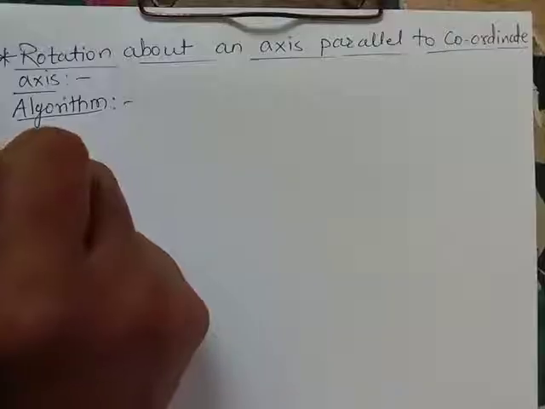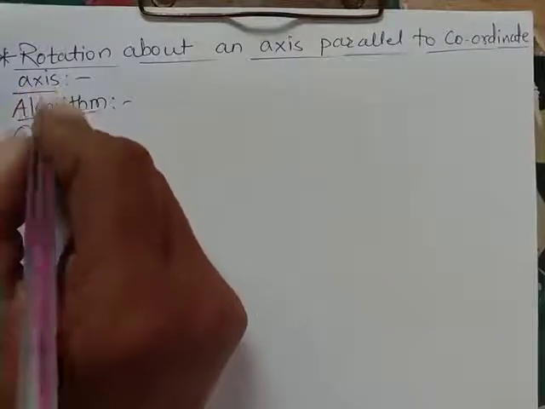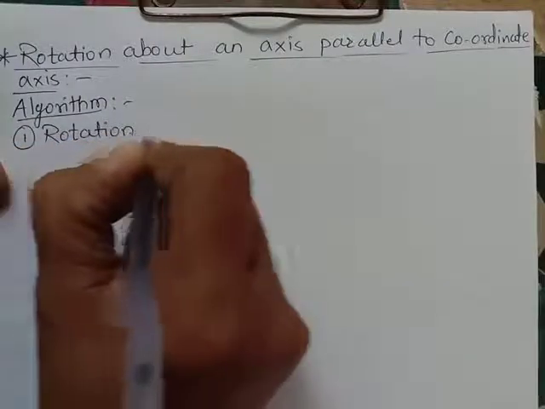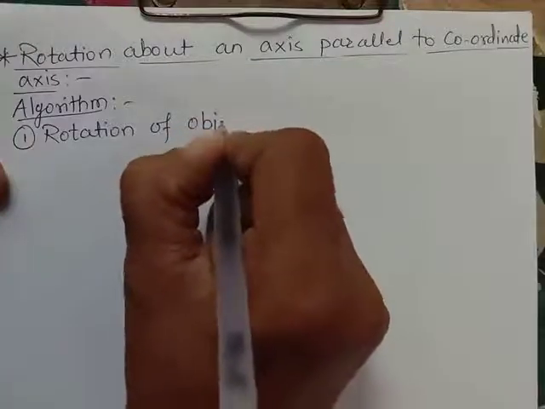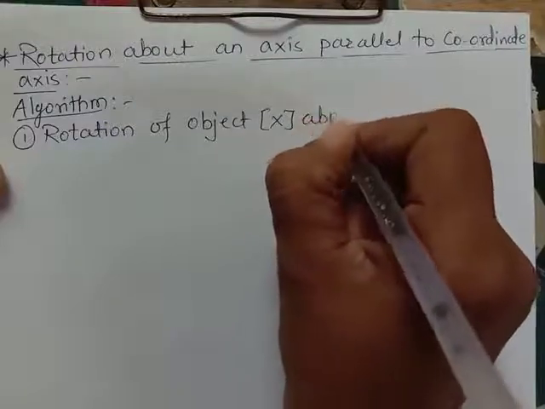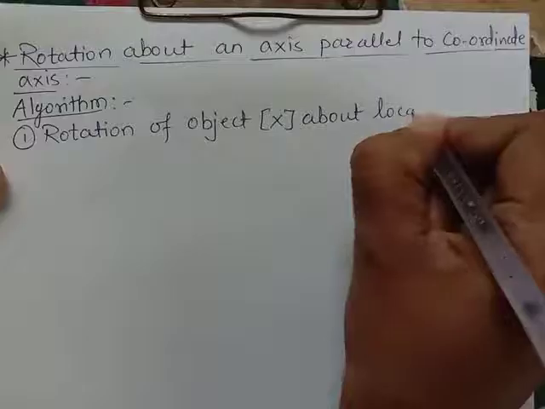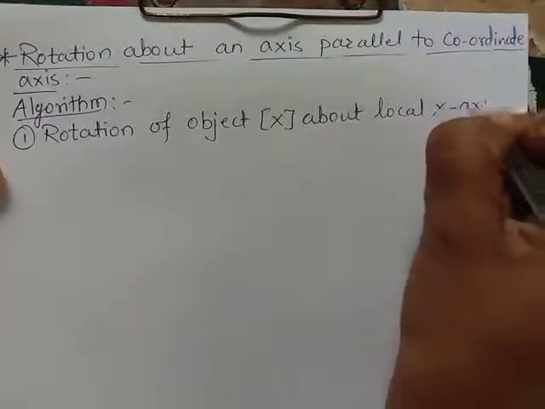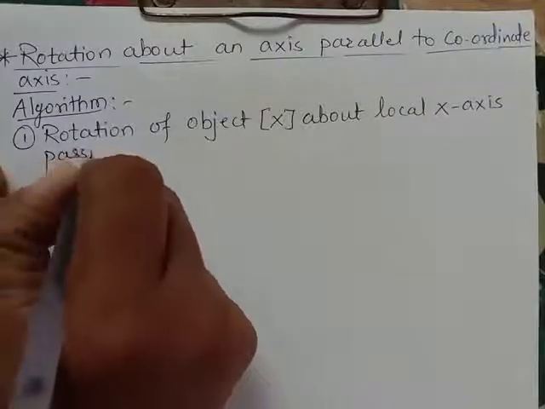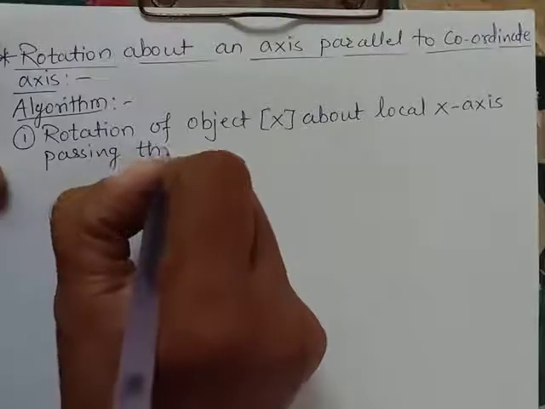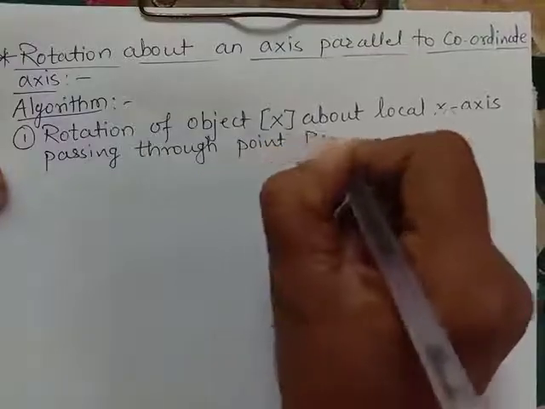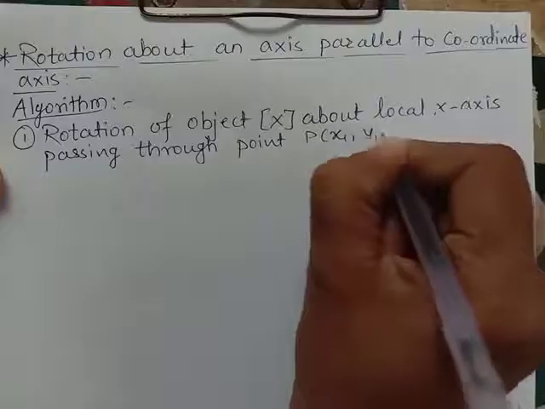Okay, algorithm. Let me write: rotation of object X about a local x-axis passing through point P having the coordinates x1, y1, z1.